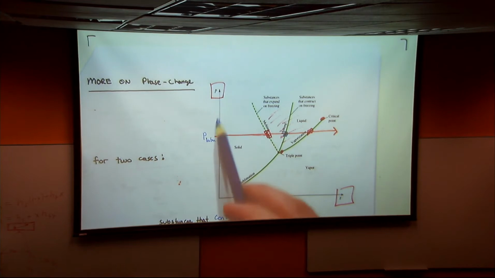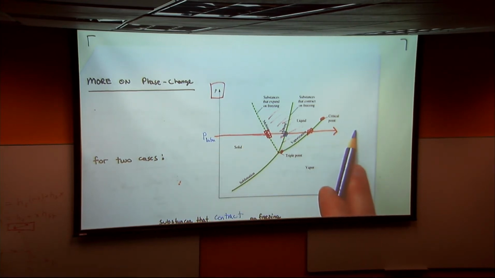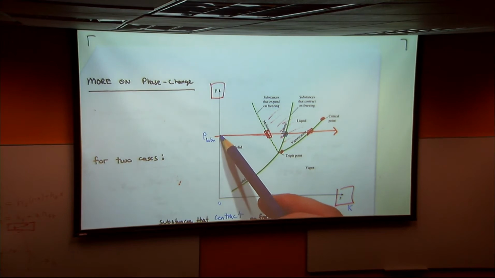Okay, so this is pressure, and this is temperature. So I could say pressure 1 atmosphere right here. And so if I'm at 1 atmosphere pressure, 14 point something psi, or 101 kilopascal, or 1 bar, and then I go from absolute 0 Kelvin, I'm going to be solid.